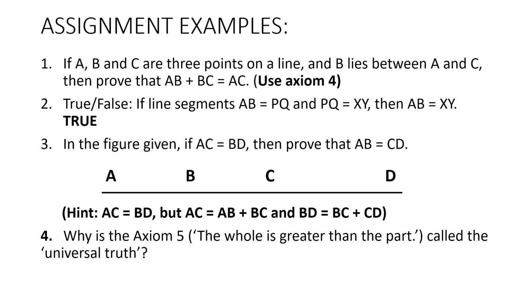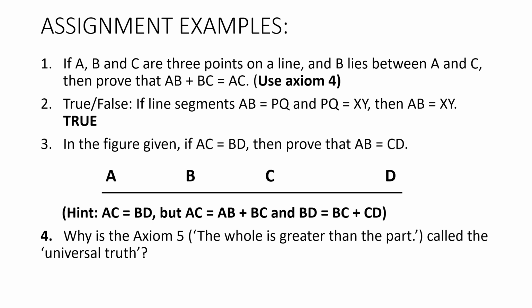In the figure given, if AC is equal to BD, then prove that AB is equal to CD. Now what you will do over here is, since AC is equal to BD is given, but you know AC is AB plus BC and BD is BC plus CD. So now just equating you will get the proof.